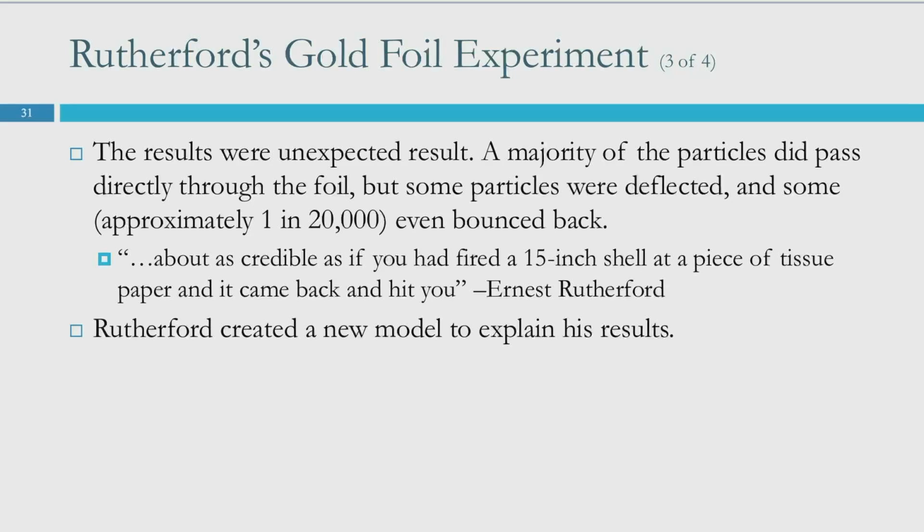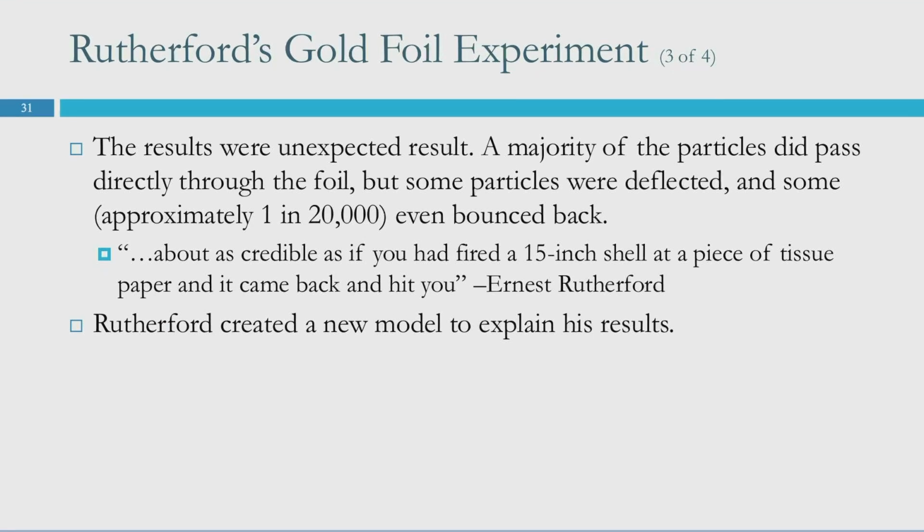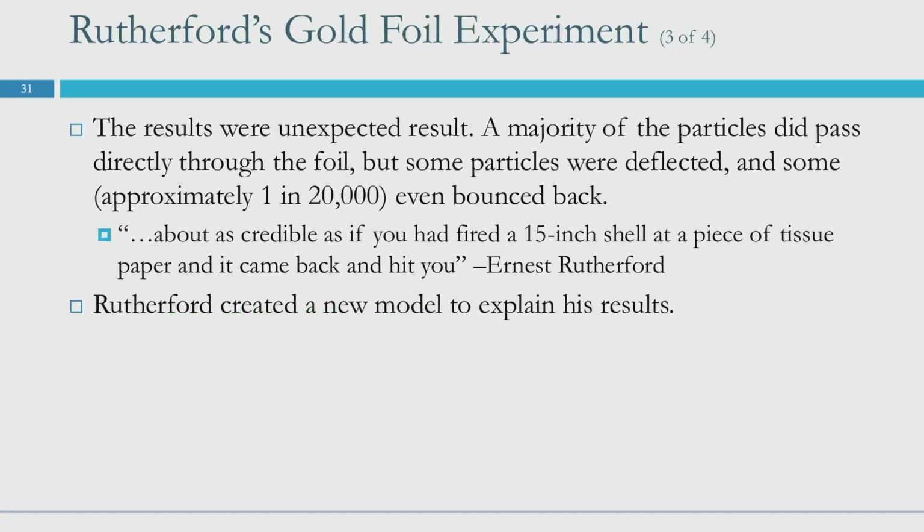So if you shot a BB gun at a piece of paper and the BB came back at you, I would be very alarmed. What's this paper made of? And that's sort of similar to what they were thinking at the time. So Rutherford's quoted as having said, about as credible as if you had fired a 15-inch shell at a piece of tissue paper and it came back and hit you. A 15-inch shell being like a 15-inch diameter thing you'd fire from a cannon. So Rutherford created a new model to explain his results.